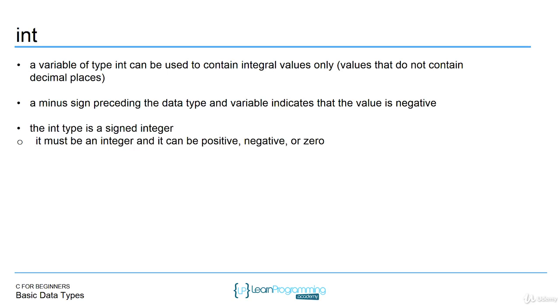It's also a signed integer. We'll talk more about what that means. But a signed integer just means that it can be either positive, negative, or 0. And that's why you can put a minus in front of it.